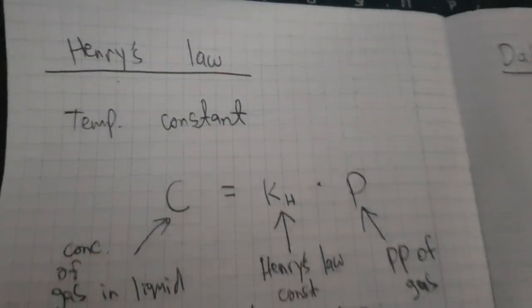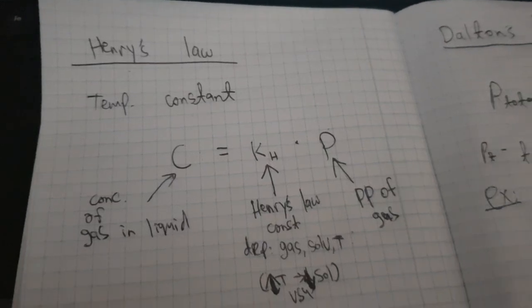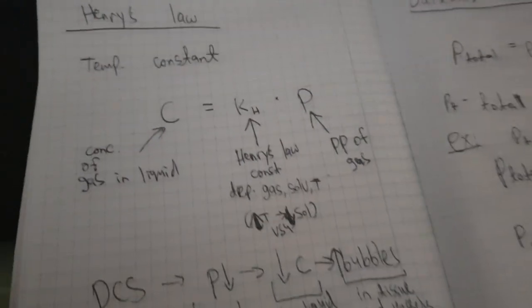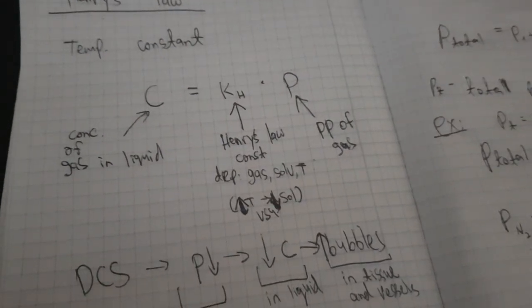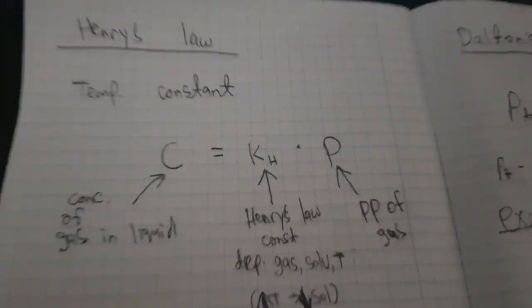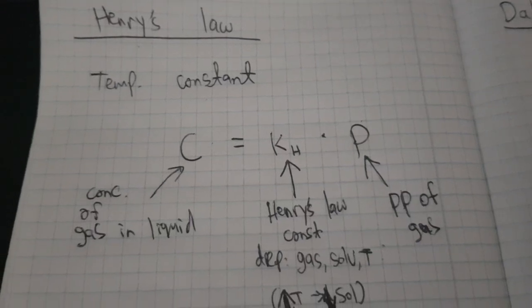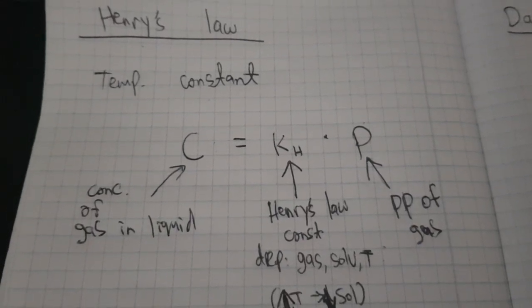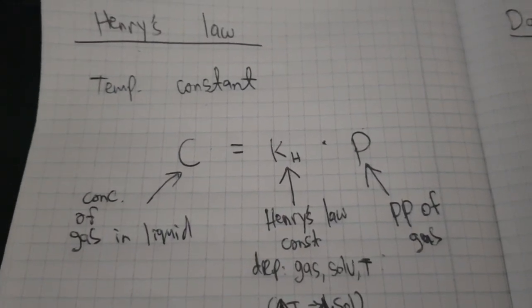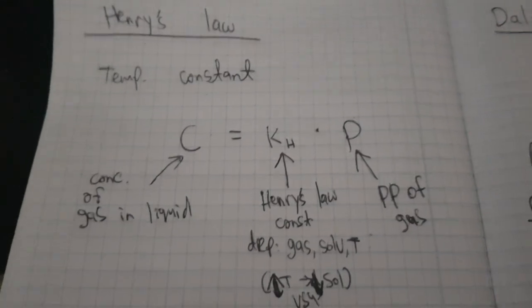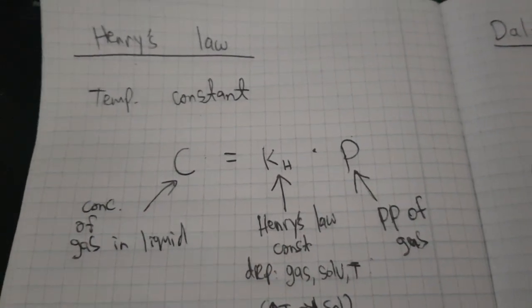So this is it. This is Henry's law for ideal gas, that I can say satisfies the ideal gas law, PV equals nRT. Anyway, this is Henry's law for the concentration of gas inside the liquid.